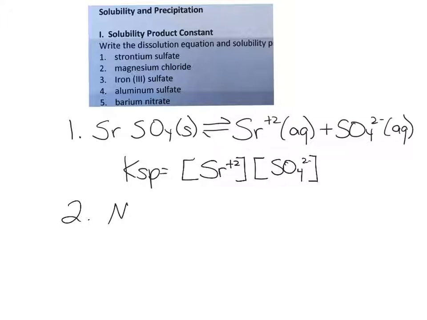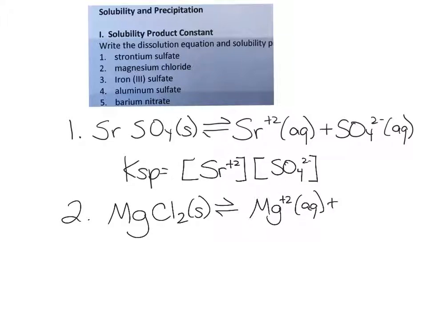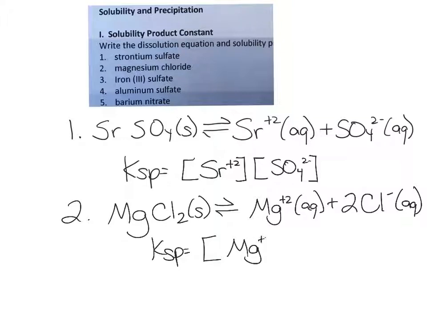Number 2, where we have MgCl2, magnesium chloride. It's going to break into magnesium ions, and in this case, we're going to have 2 chloride ions. Now notice this is not Cl2 because this is an ion, not an element. So this Ksp expression is going to be the concentration of Mg2+ times the concentration of chloride ions, and because we have this 2 here, we're going to square it. So this is our Ksp expression.